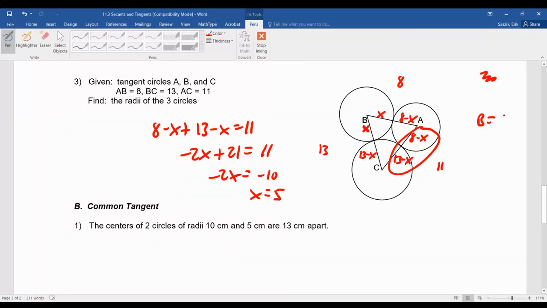The radius of B is 5. A would have to be 3 and C would have to be 8. So there are your walk around problems. I ended up doing 3 of those. I hope you tried some of them yourself. See some in your homework, of course. Now go back and look at this again if you need to.